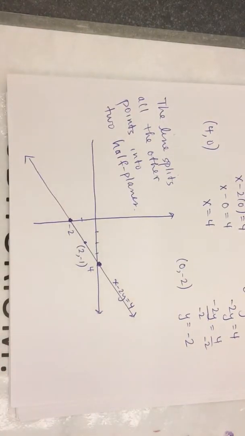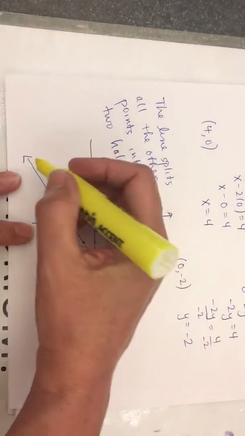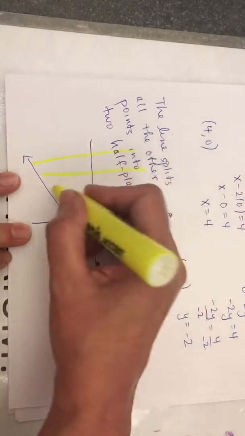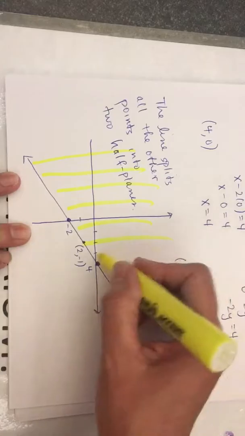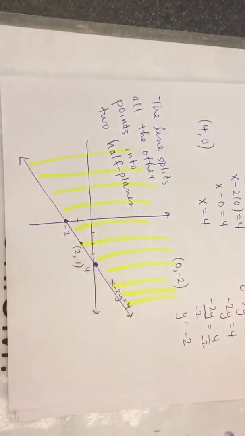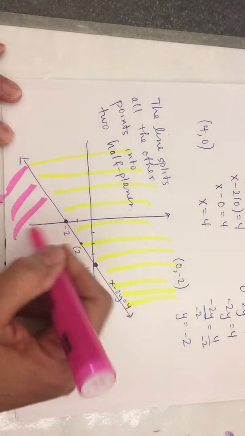I'm going to shade them in to show the 2 half planes, but my shading is not my answer right here. I am just talking about what a half plane is. One of them would be up here, and the other half plane would be below.